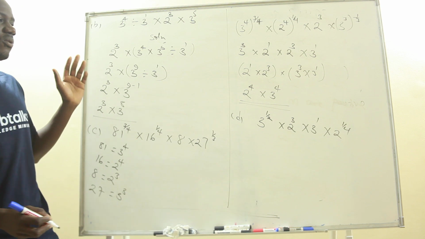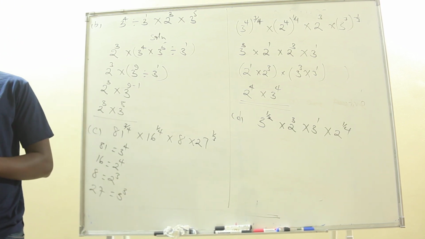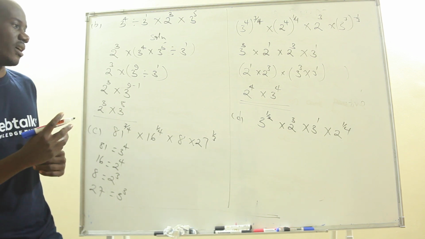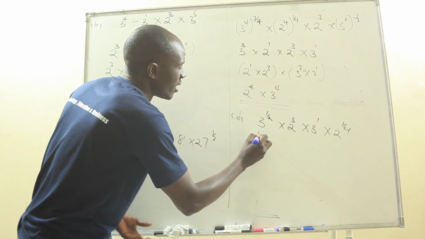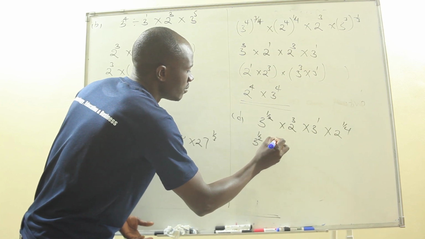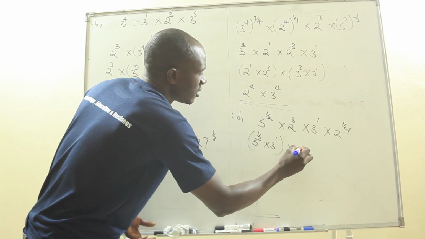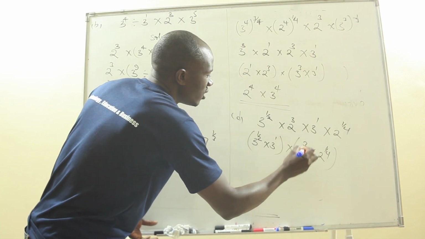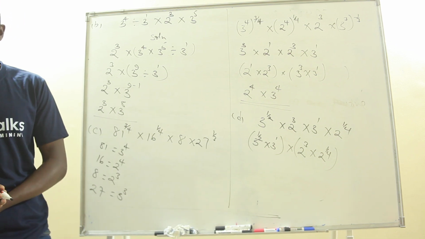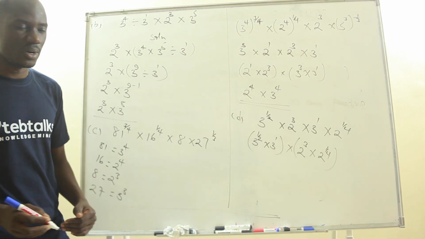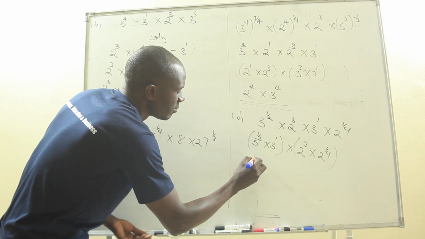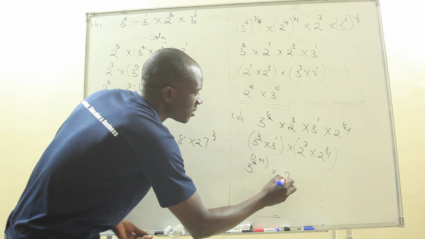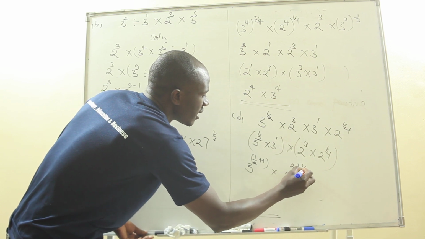Now we are having other fractions. Still the same scenario applies. Numbers of the same base, bring them together. This is the same as 3 power a half times 3 power 1, again times 2 power 3 times 2 power a quarter. The base is the same, so we are multiplying, add the powers. So this is 3 power a half plus 1, times 2 power 3 plus a quarter.